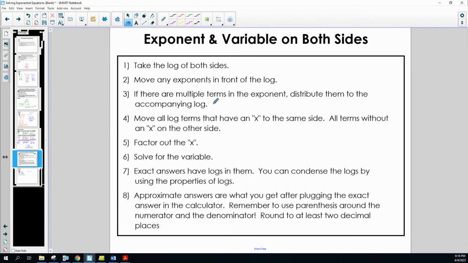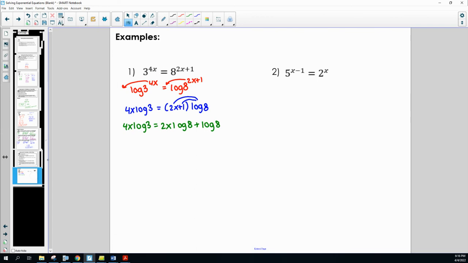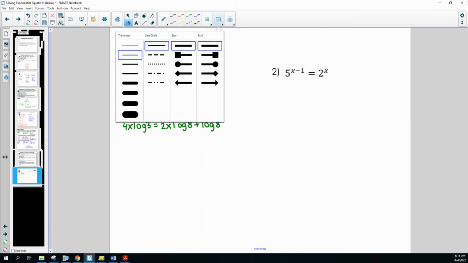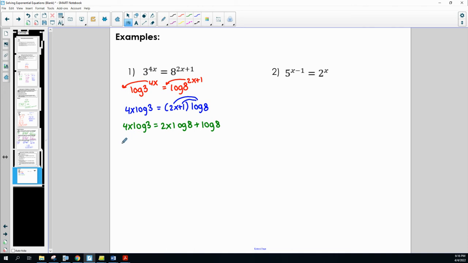Step 4, move all log terms that have an x to the same side and all terms without an x on the other side. So looking here, this log term has an x, this log term does not. So what we're going to do is take this 2x log 8 and we're going to subtract it to the other side. So we have 4x log 3, and that's equal, 4x log 3 minus 2x log 8, and that's equal to log 8. Okay, so we took this term of 2x log 8 and we subtracted it to the other side so that the x's can be together.